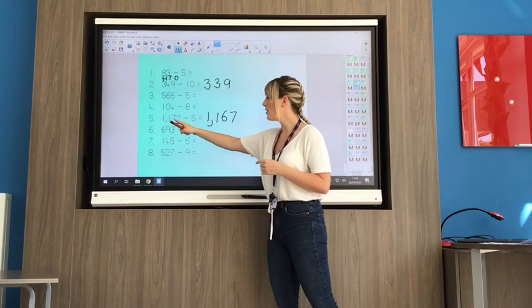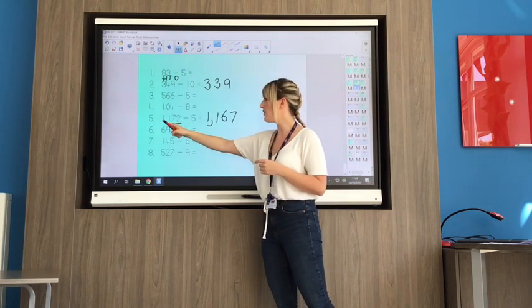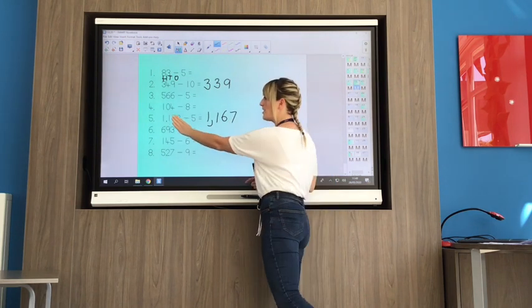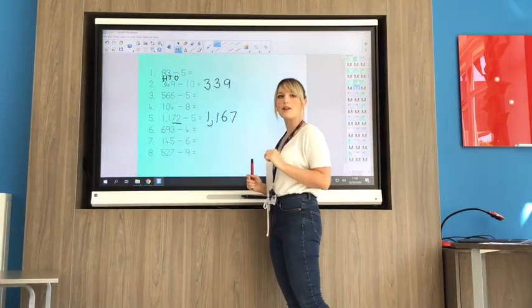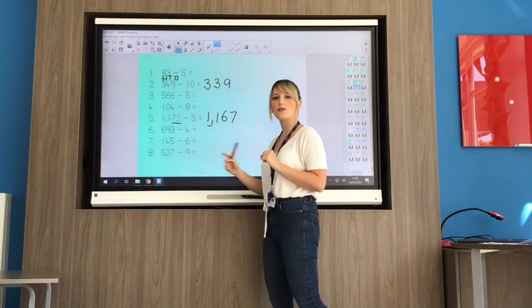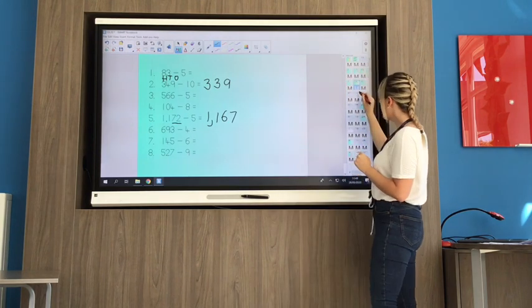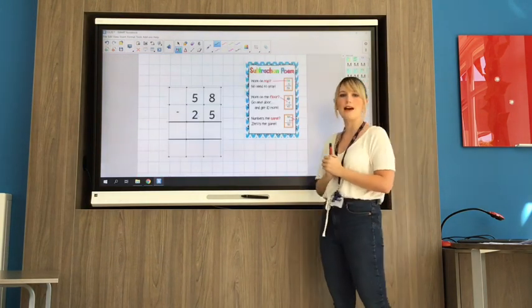So I know, using my place value knowledge, that those numbers weren't going to change. So I could just imagine it being a 2-digit number. So you might want to think of that on some of your questions. Okay, moving on to the column method then.